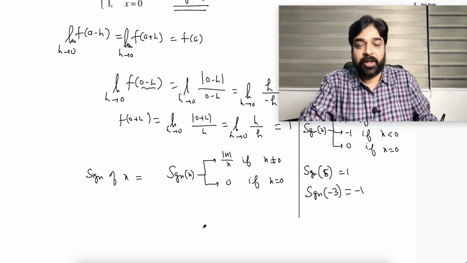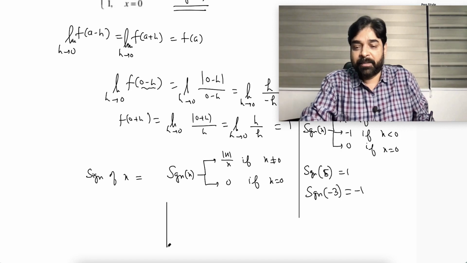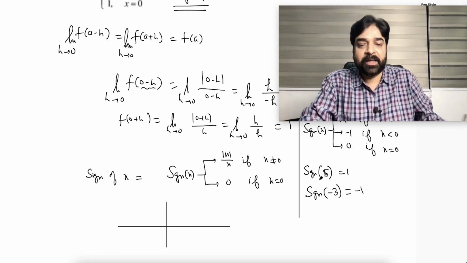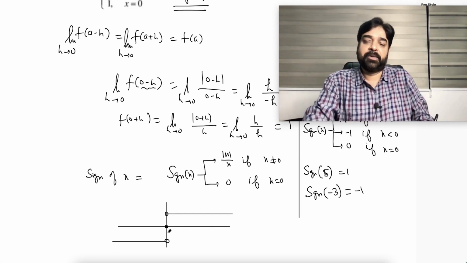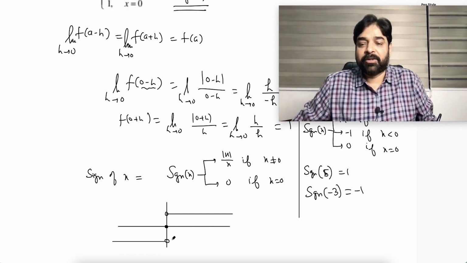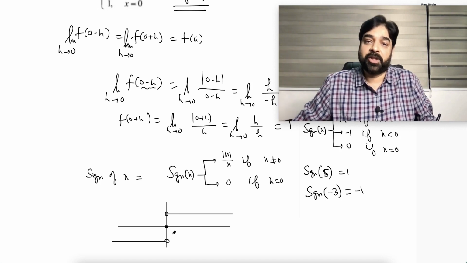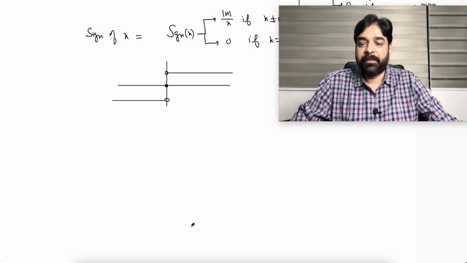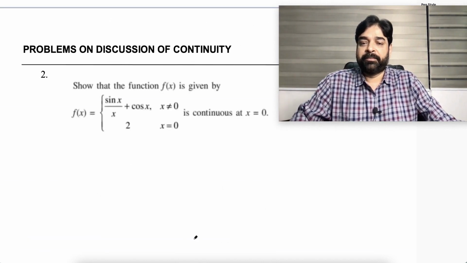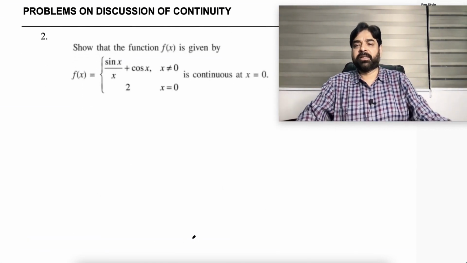You can draw the signum x graph also. How will the graph come? Very simple. Think carefully, everybody. If x is positive, the graph will be 1. This is it. If x is negative, the graph will be this. And at x equal to 0, it will be 0. So see, this graph is also saying it's discontinuous at x equal to 0. Have you understood? So this was the first question. Next question, let's see. This is also a very simple question, I guess.